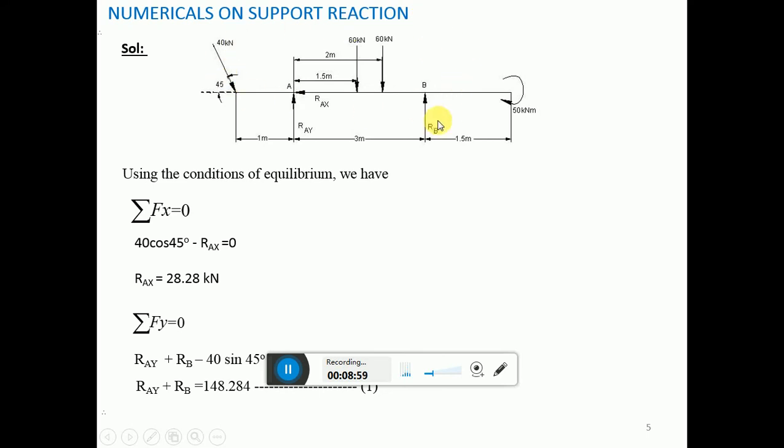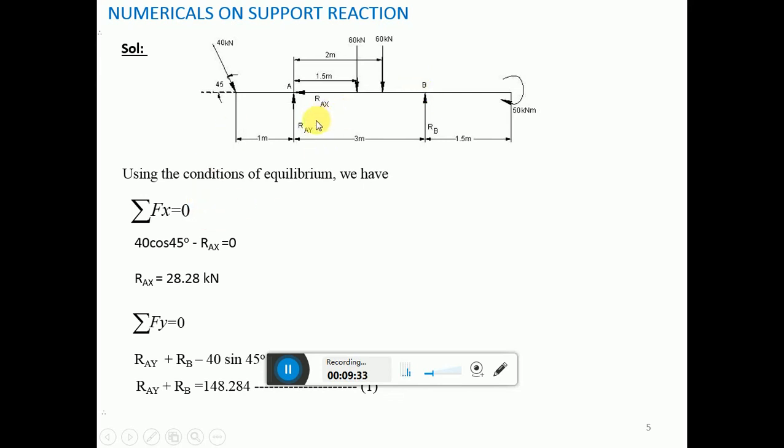This is the free body diagram for the given figure. Apply the conditions of equilibrium. Summation Fx is equal to 0. So 40 cos 45 minus RAX is equal to 0. Therefore RAX is equal to 28.28 kilonewton. Summation Fy is equal to 0. RAY minus 40 sin 45 minus 60 plus RB is equal to 0.